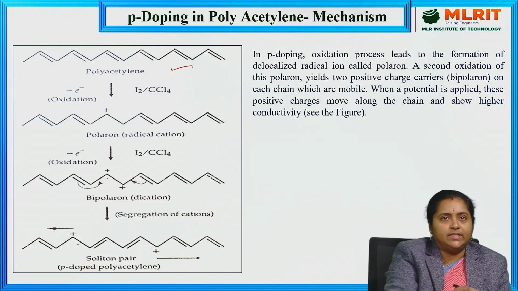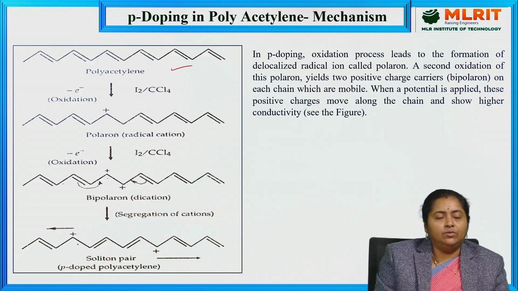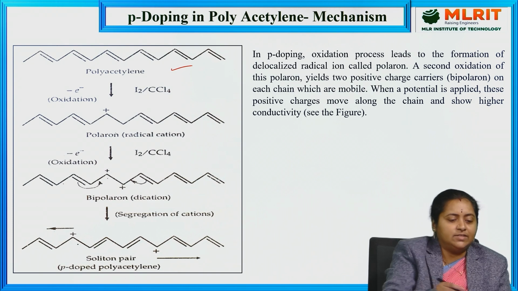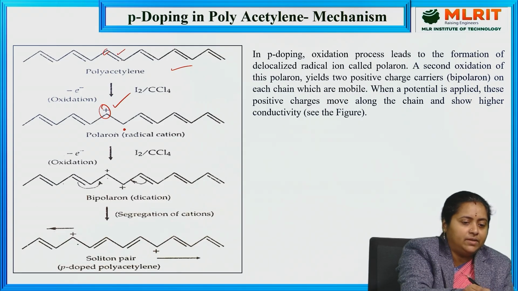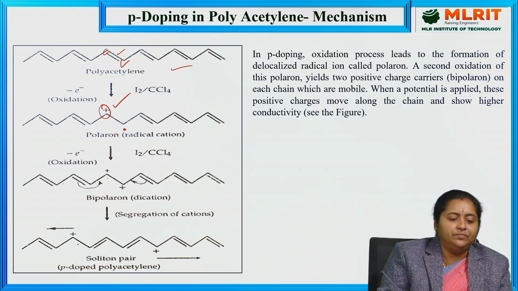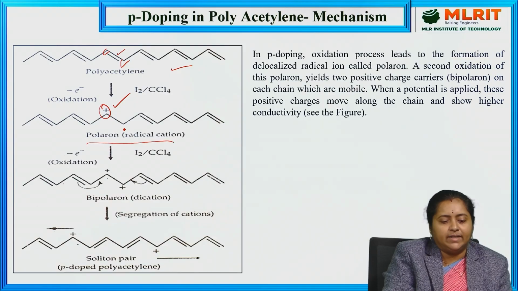When this polyacetylene is subjected to oxidation in the first step, it is able to lose one electron, and that electron is gained by a Lewis acid. In this case, we have taken iodine. So as a result, you can notice the formation of a cation. Because this double bond is present between two carbons, this is one carbon and this is another carbon, right? One of the two carbon atoms will acquire a positive charge and the other carbon will acquire a radical. So that's why it is named polaron or radical cation.